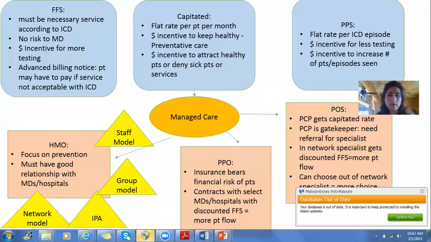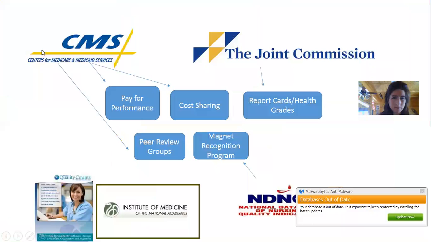Then quality. Oh, I don't know, the slide's not changing. There we go. Quality.